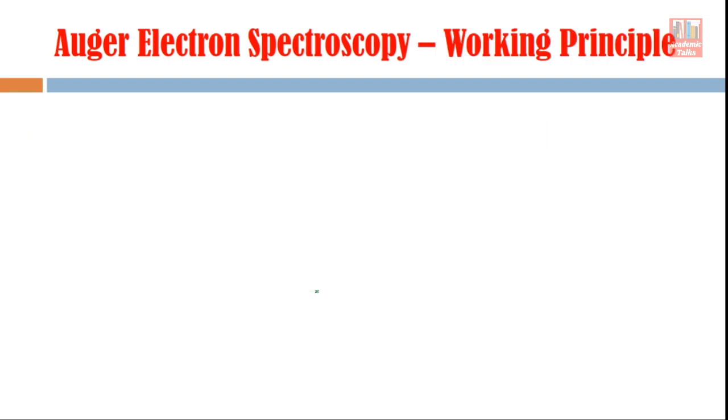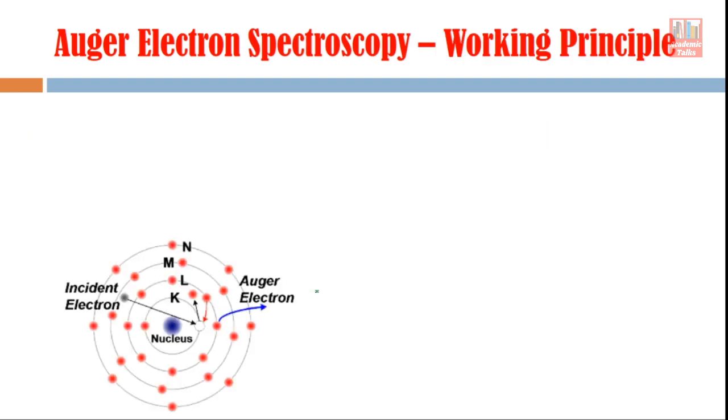Now we will see what its working principle is. So you know that any solid is made of atoms, and here you see I have shown you one atom. Here at the center there is a nucleus, and then there are orbits and electrons are moving around this nucleus in these orbits. So the orbits are normally named as K, L, M, N.